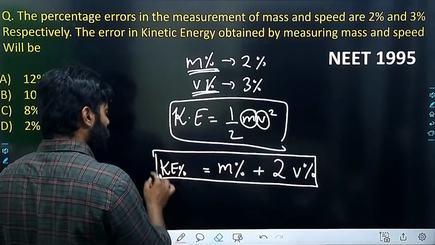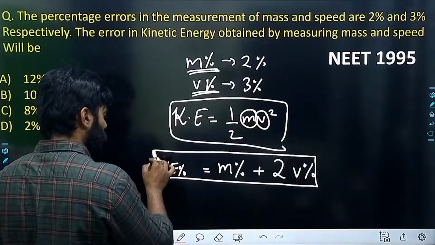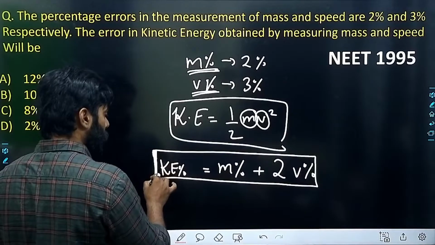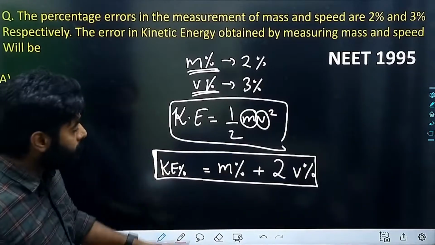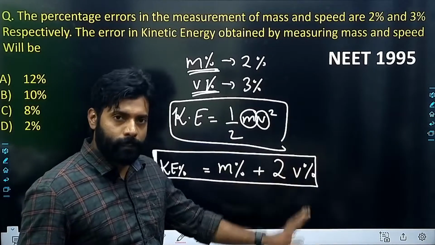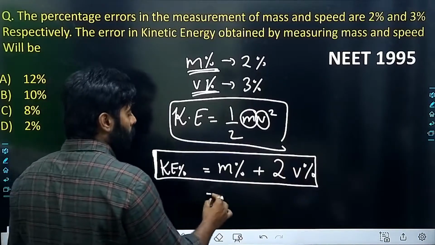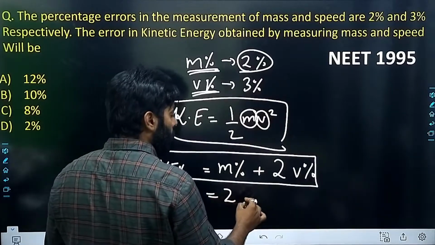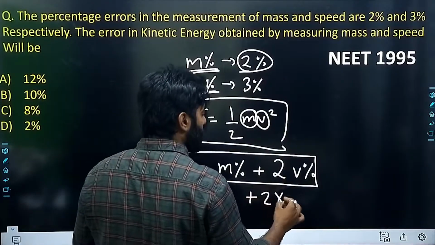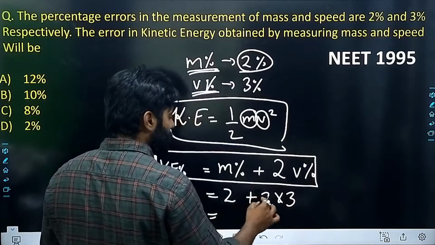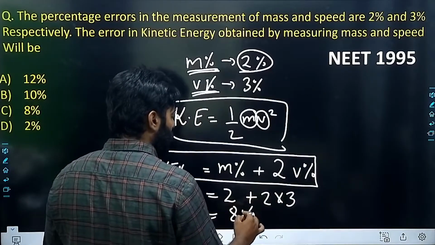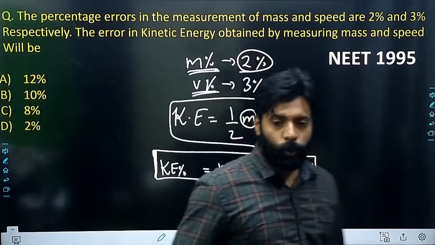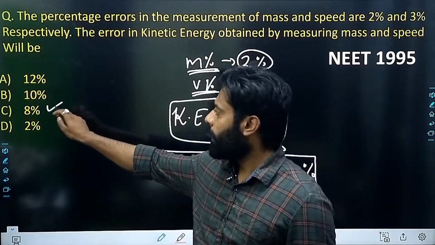Right? So this is here. Kinetic energy percentage is equal to mass percentage plus 2v%. So if mass percentage is already given to us, that is 2%. And if I substitute this here, I'll be getting 6 plus 2, 8. So 8% is the answer. So you can easily find out that 8% is the answer.